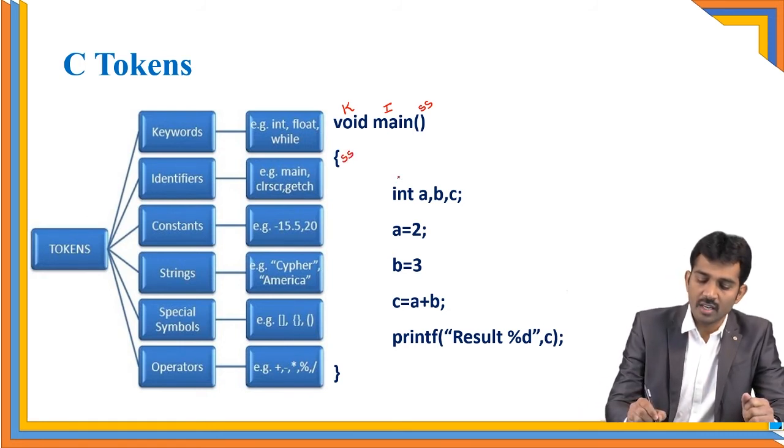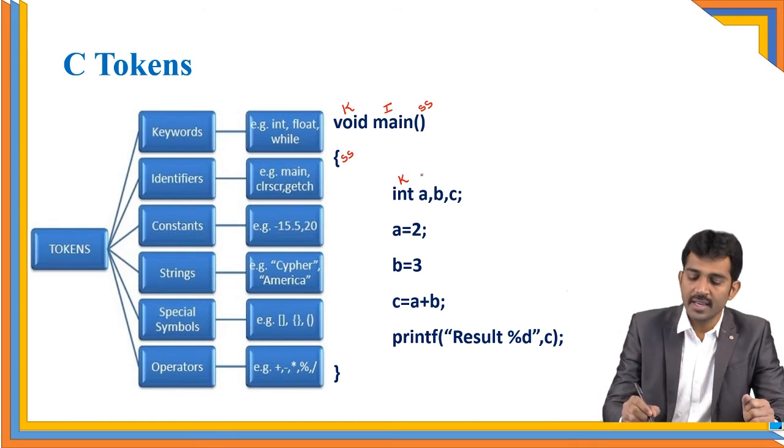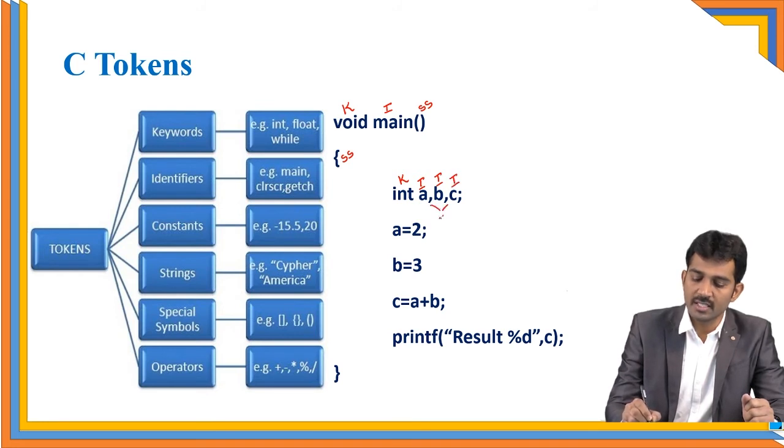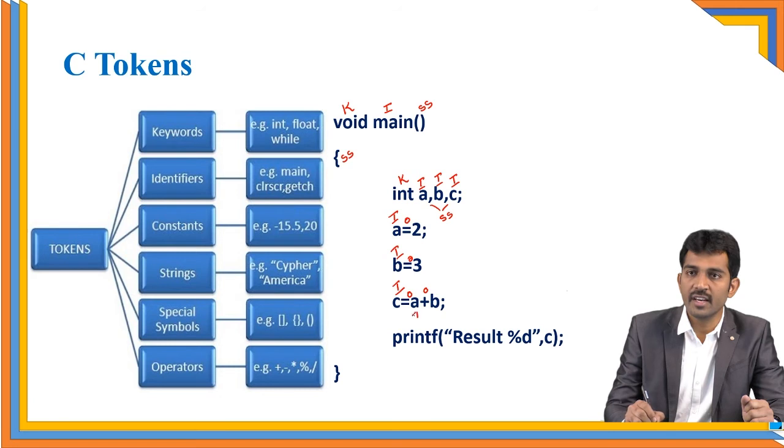Int is a keyword. A is an identifier, and B is also an identifier. C is also an identifier. Commas come under the special symbols. A is an identifier again, B is an identifier, and C is an identifier. Equal is an operator, right? This is the operator, O for operator. All these are operators. And plus is also an operator. And this is the identifier again.